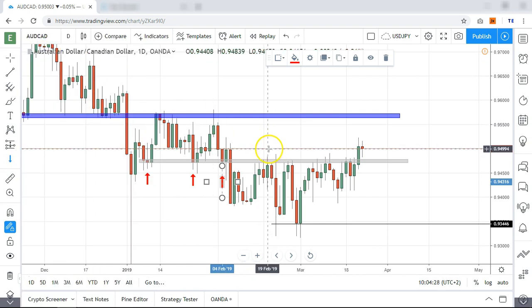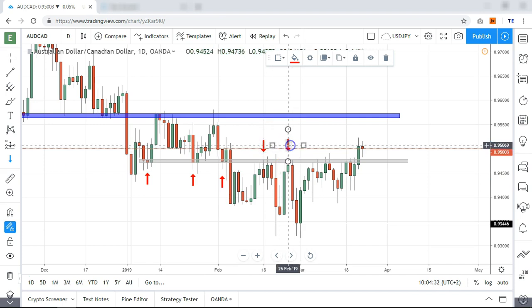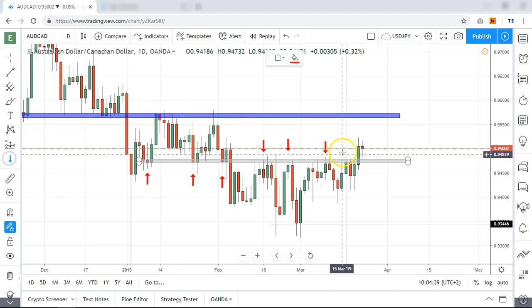Then after the break, the market retested the same zone as resistance. We tested resistance here, another test here, another test here, and a final test of resistance before the market broke through the zone again.